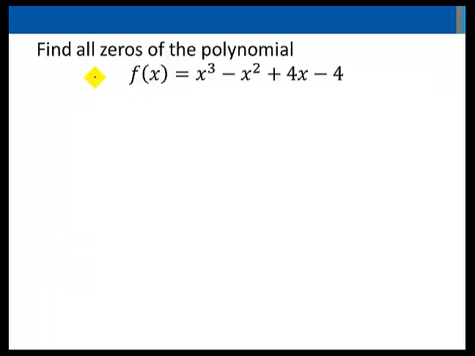Let's find all zeros of the polynomial f of x equals x cubed minus x squared plus 4x minus 4. I'll start by looking for rational zeros, and I will find the potential rational zeros of p over q. If we do that, we will have potential rational zeros of plus or minus 1, plus or minus 2, and plus or minus 4. Let's start by testing x equals 1 as a rational zero. We'll divide x minus 1 into f of x.